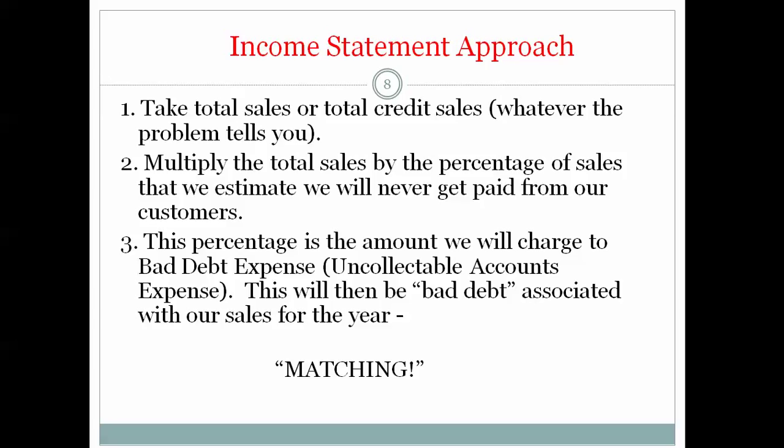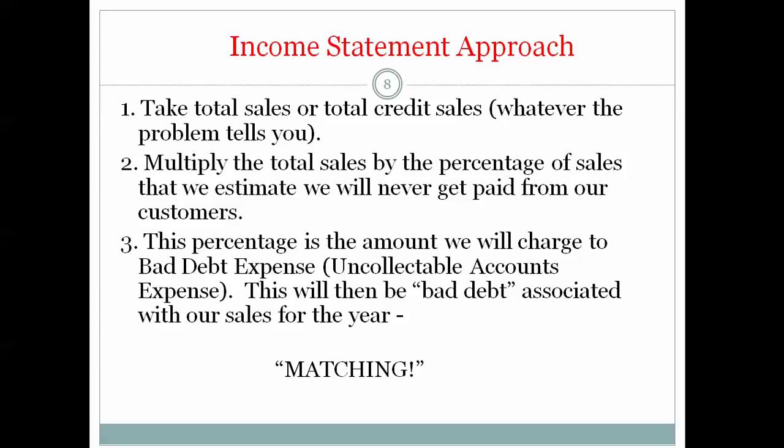So let's look at the income statement approach. This is very simple. The income statement approach simply says you're going to take the total sales or total credit sales, whatever your problem tells you. Theoretically, it should be the credit sales, but sometimes your problem isn't quite so clear. But whatever your problem tells you to do, you're going to take that number, your total sales or credit sales, and multiply by the percentage of sales that we deem that we may never collect from our customers. And your problems will give you this percentage.